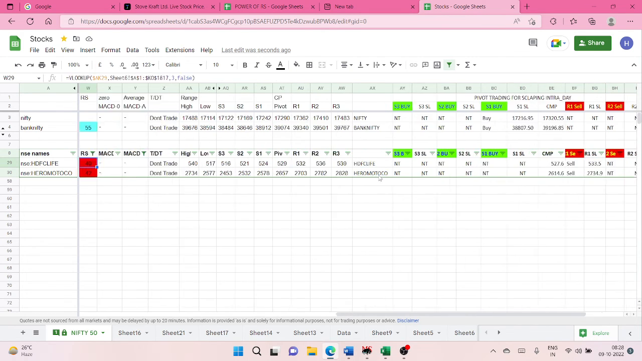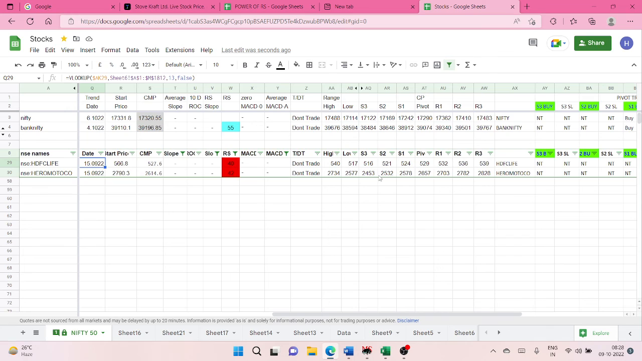So this is how this sheet will work, and for one-to-one training and utility, on how one can do it, you can call and take a training session on this.